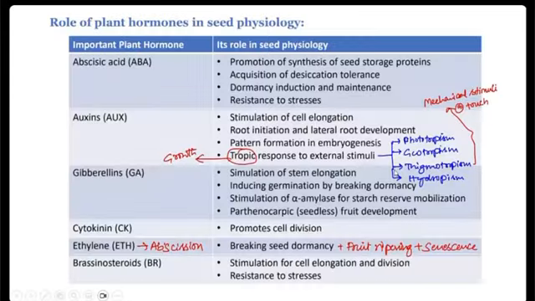I've made a list of the functions or roles of different hormones, starting with abscisic acid, auxins, gibberellins, cytokinin, ethylene, and brassinosteroids. Just go through these roles once. We'll get to understand them better. Okay. So what is left?